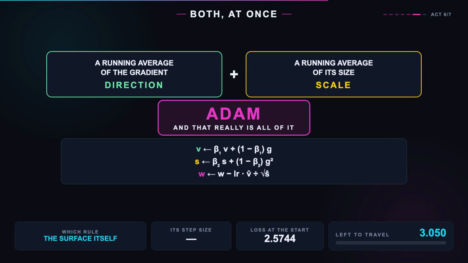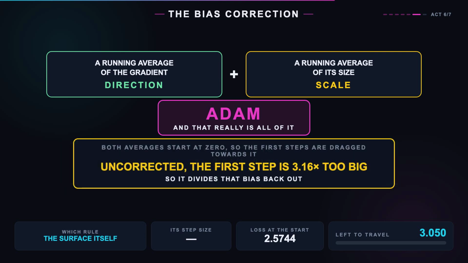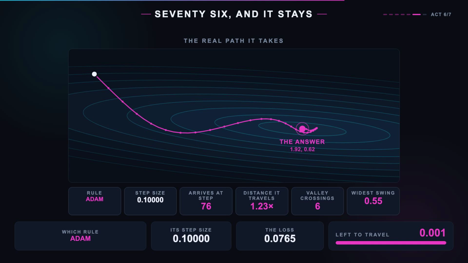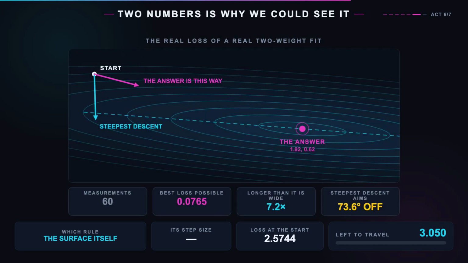So combine them. A running average of the gradient for direction. A running average of its size for scale. Use both. That is Adam, momentum, plus a step size per weight, and that really is all of it. With one repair. Both of those averages start at 0, so the first few steps get dragged towards 0 with them. Uncorrected, Adam's very first step here would be 3.2 times the size it is meant to be, so it divides that bias straight back out. On this surface it arrives in 76 steps, at 1.23 times the direct distance, and unlike the last one, it stays.